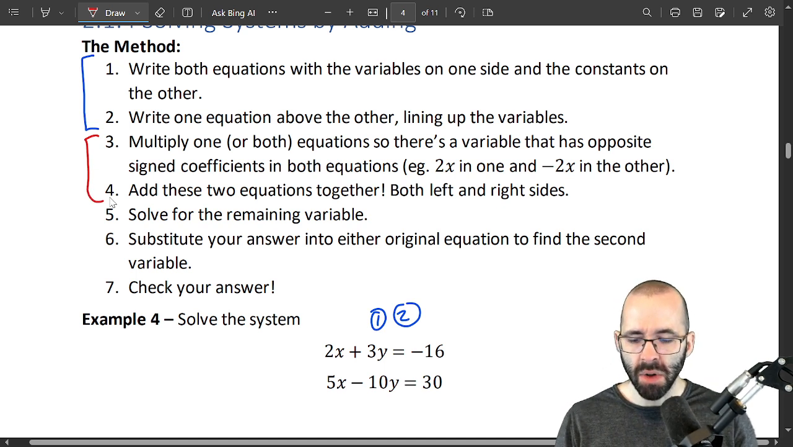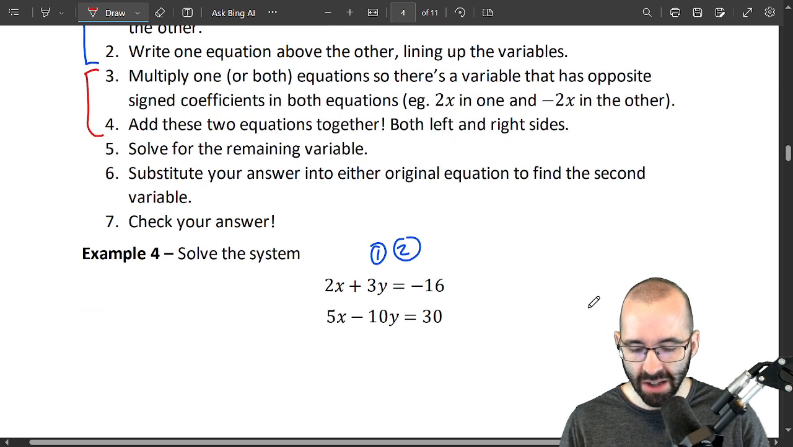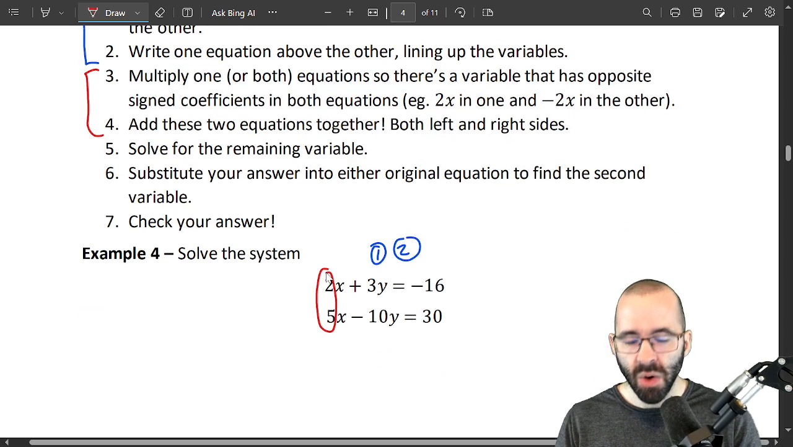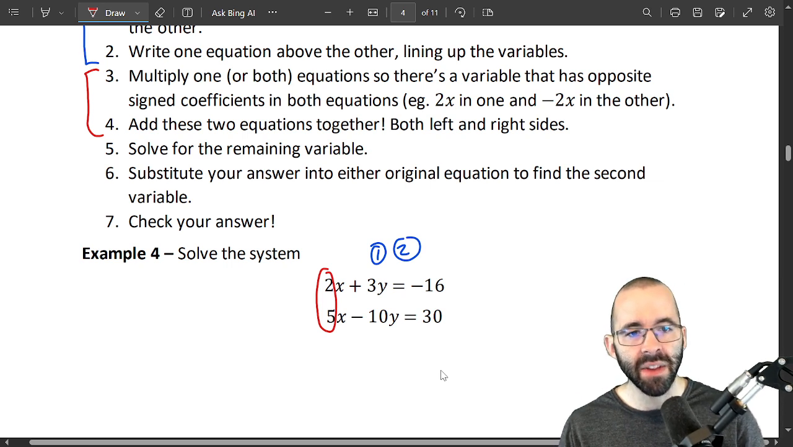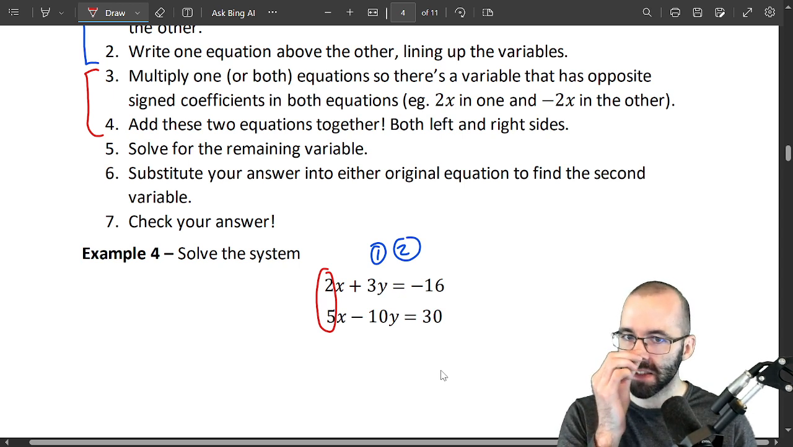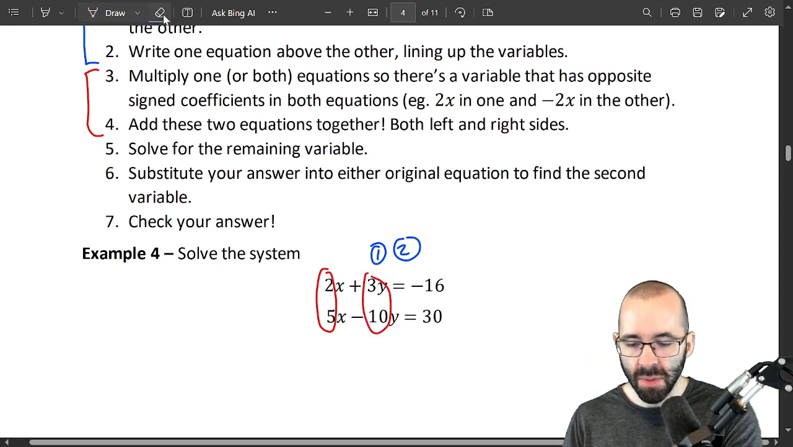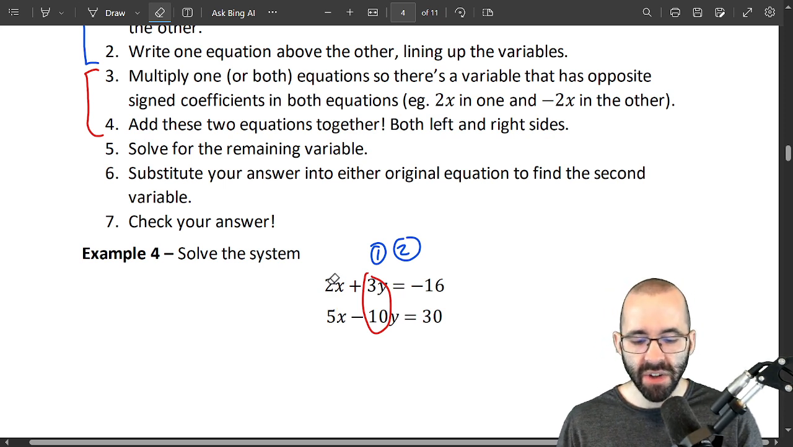Step 3, multiply one of the equations or maybe both of the equations so that there's a variable that has opposite signed coefficients in both equations. This one looks confusing, weirdly explained. I want these coefficients to be opposite of each other. If one is 2x, I would want the other to be negative 2x. Or maybe one is 5x and the other one's negative 5x. It doesn't have to be x's. It could be the coefficients for the y's. We just want the coefficients to be opposite.